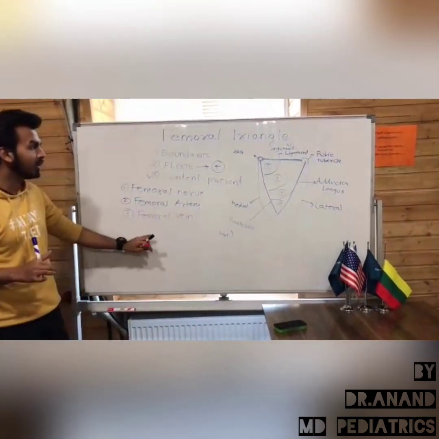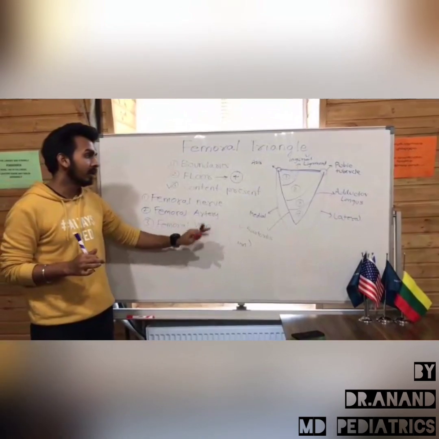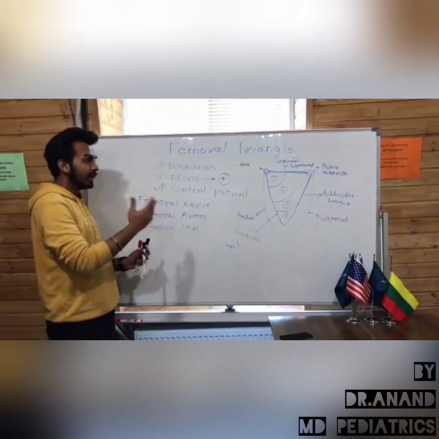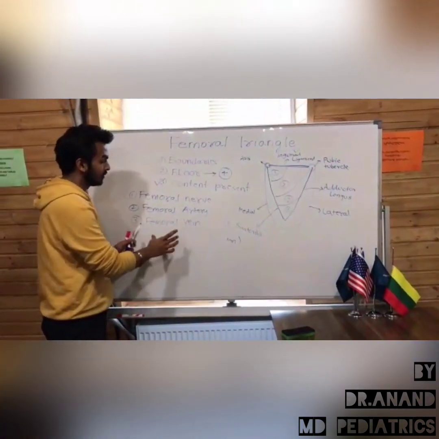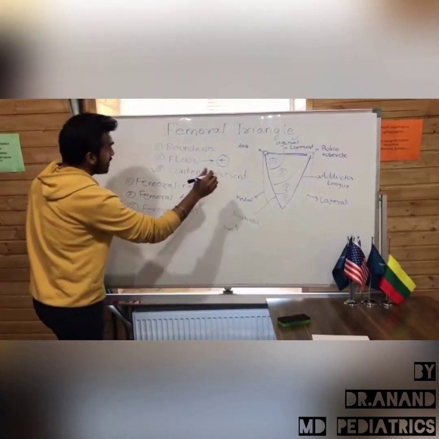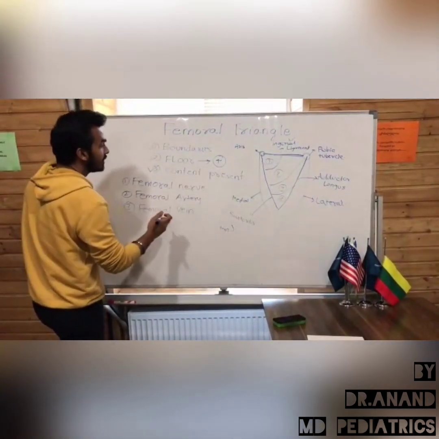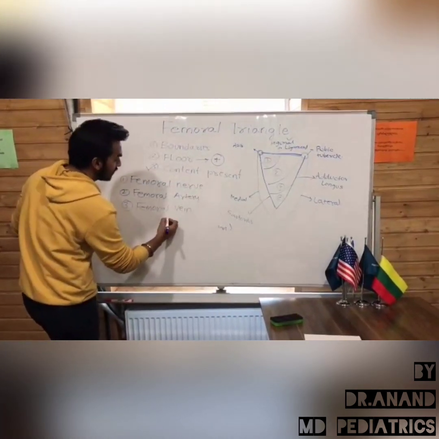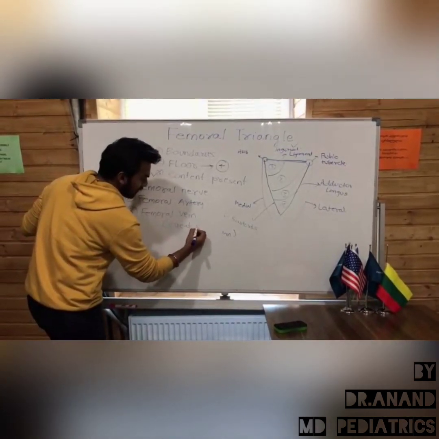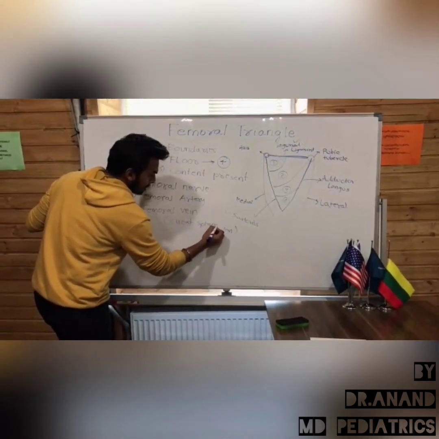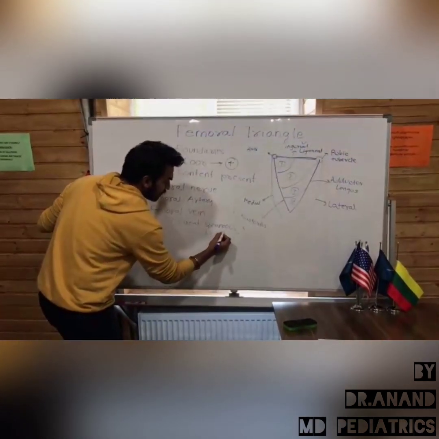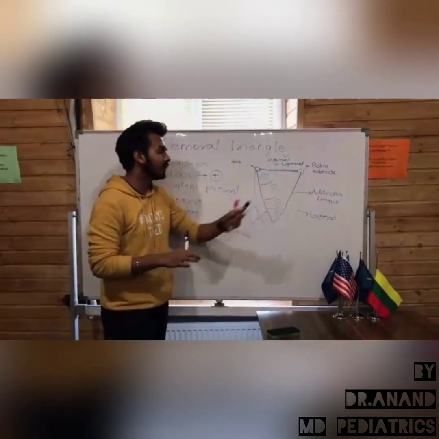But in this part, what we have to remember is that the femoral triangle is a landmark from where the great saphenous vein arises from the femoral vein. The great saphenous vein arises from the femoral vein at the level of the femoral triangle. So these are the contents which are present in the femoral triangle.